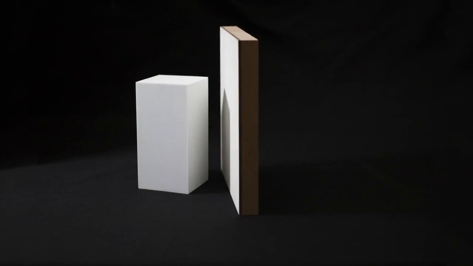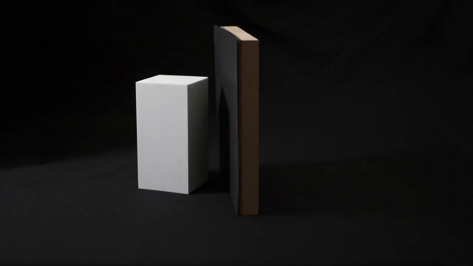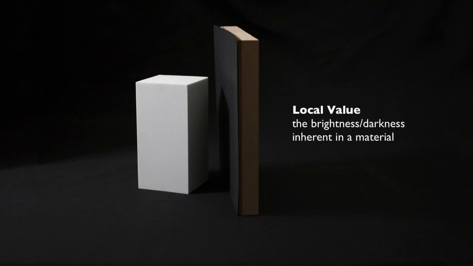Now I'm going to cover the white reflector with a sheet of black paper. Again, focus on the form shadow area of the box. There's almost no reflected light left now. This means the local value of the reflector is really important. The local value is the brightness or darkness inherent in a material.